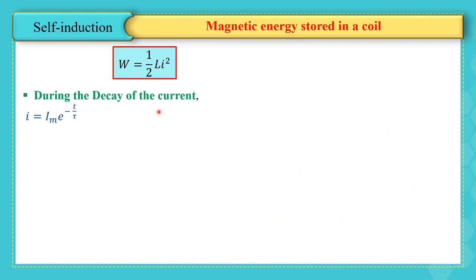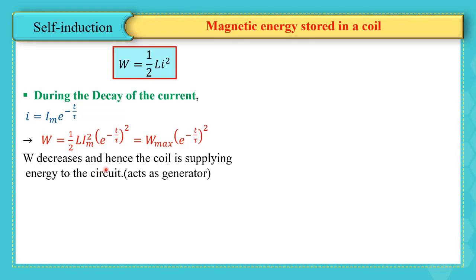Now, during the decay of the current, I equals I maximum e to the power minus t over tau. So W equals half L I maximum squared times e to the power minus t over tau squared, which equals W maximum e to the power minus t over tau squared. So W decreases, and hence the coil is supplying energy to the circuit. In this case, the coil acts as a generator.